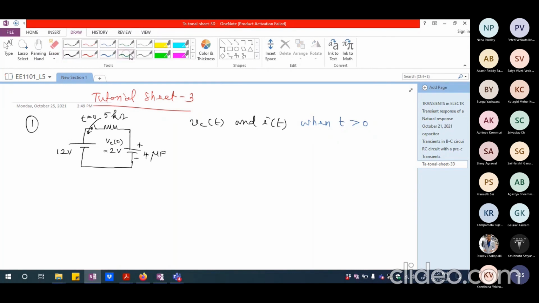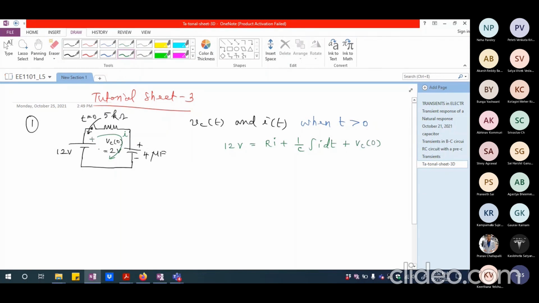So how do we go about doing this? First thing we have to do is to write Kirchhoff's equation. Let us say this is i. I should be able to write this as 12 volts equal to 5 kilo ohm times i plus 1 by C integral i dt. Along with this, I should also include the initial condition the capacitance has, which is 2 volts. So I should say Vc(0) is also included. That is also opposing this voltage.